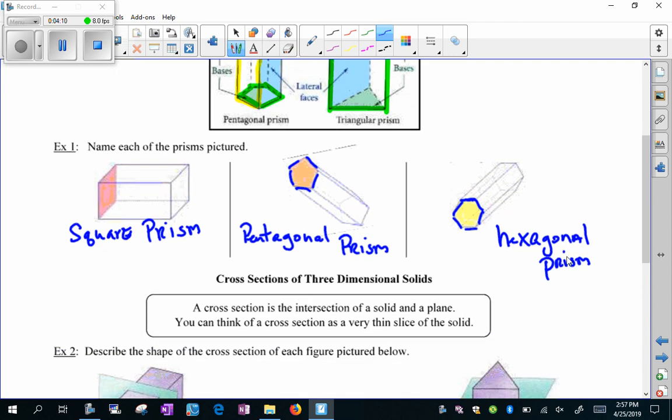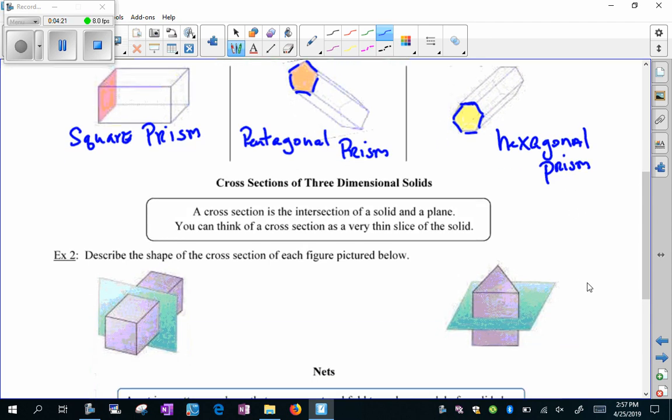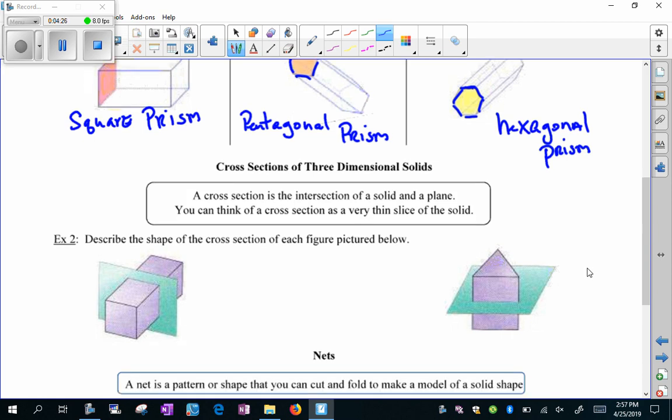Cross-sections of three-dimensional solids. A cross-section is the intersection of a solid and a plane. You can think of a cross-section as a very thin slice of the solid. Now, what matters here is how you slice it. So in the first one, number 2, that's a vertical cross-section of that rectangular prism or that square prism. So the question is, what's going to be the shape of that cross-section, that slice?